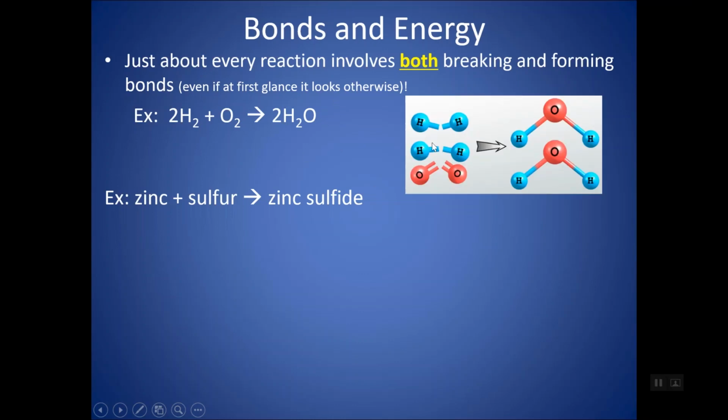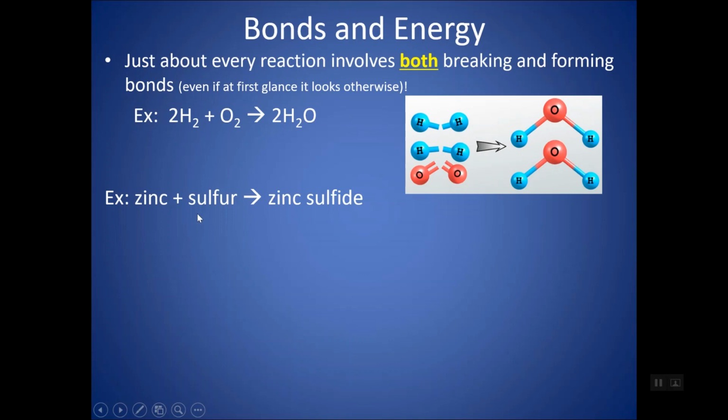We have to break apart the diatomic hydrogen, the single bond between there. We've got to break apart the double bond between the O's. And then we can form new bonds to make our water molecules. So you'll notice there's a combination of both breaking and forming bonds.